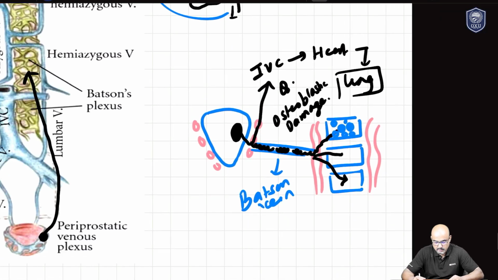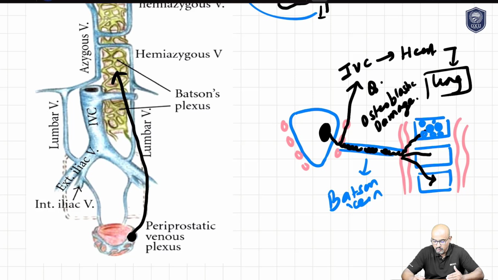The choice of metastasis is bone, and the way to damage the bone is osteoblastic, also known as the osteosclerotic technique of damage, right? So thank you for this short session on surgical anatomy of the prostate.